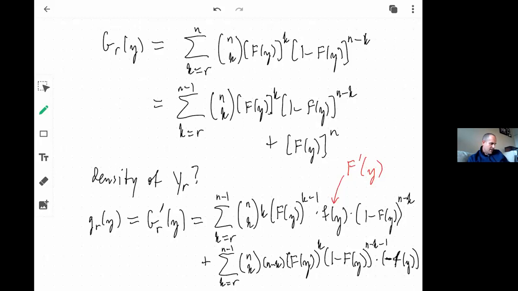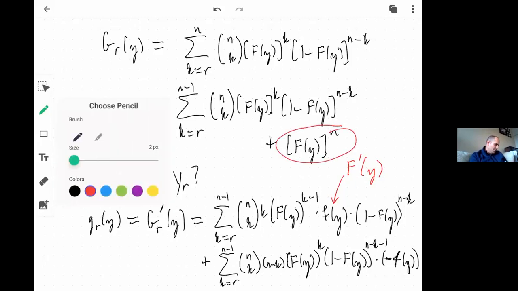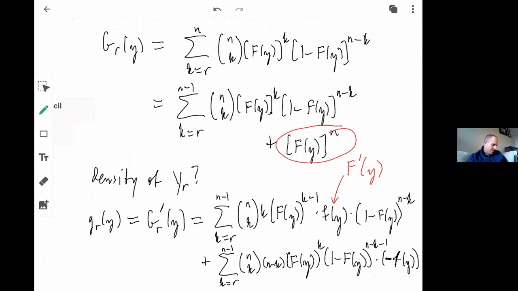And of course I have to take the derivative of this remaining term right here. What is the derivative of that remaining term? Well, that's just going to be plus n times F of y to the n minus 1 times capital F prime of y, which is little f of y.